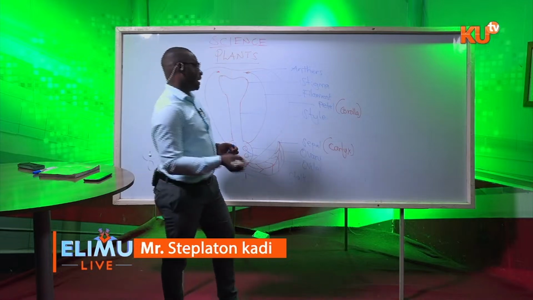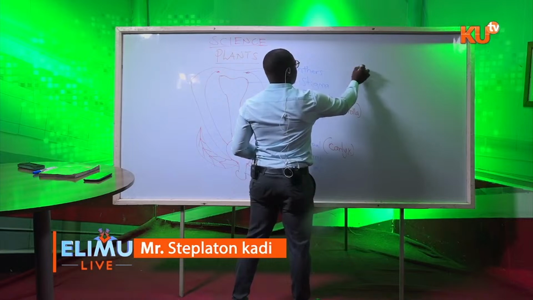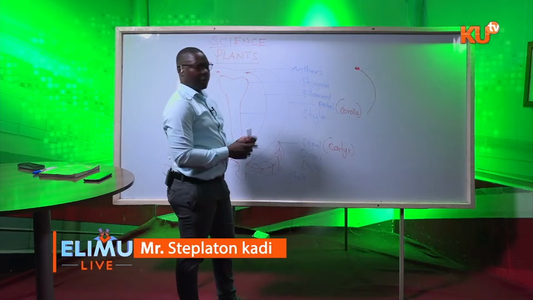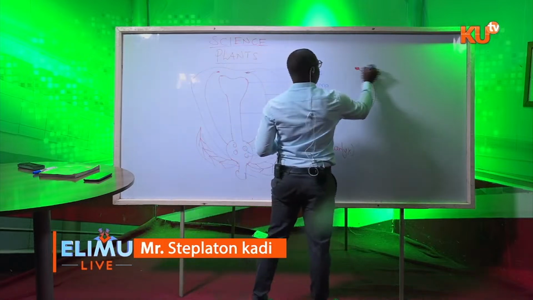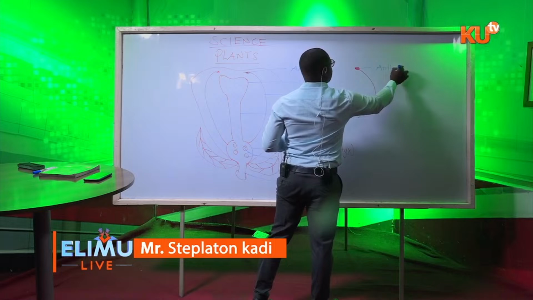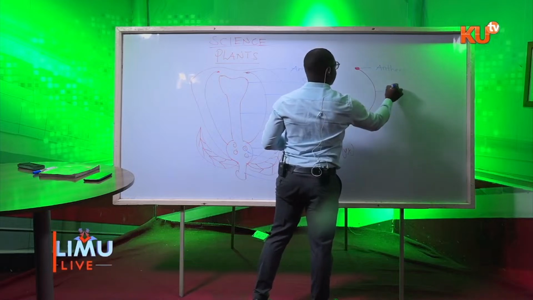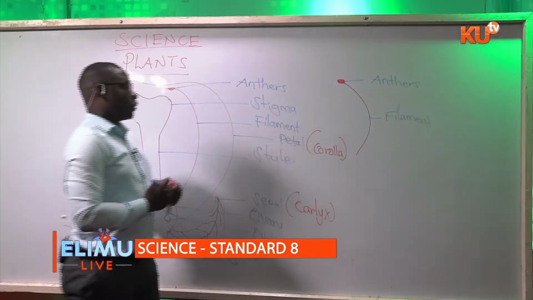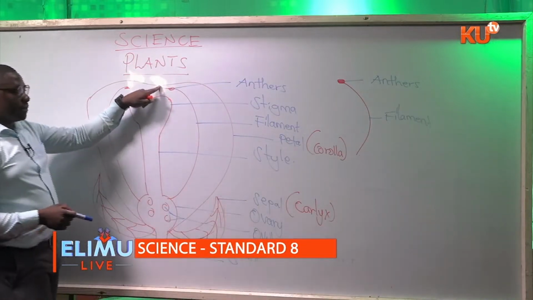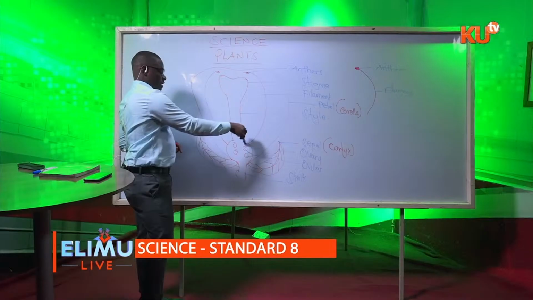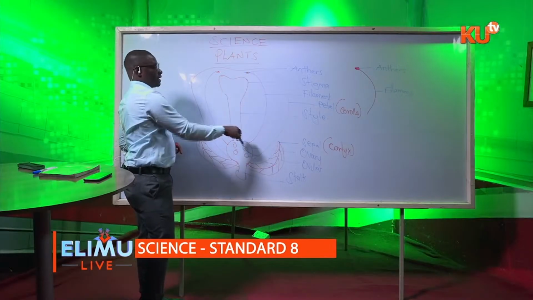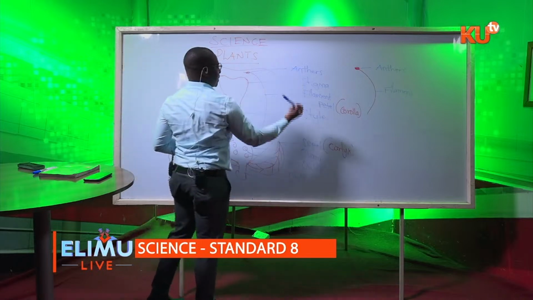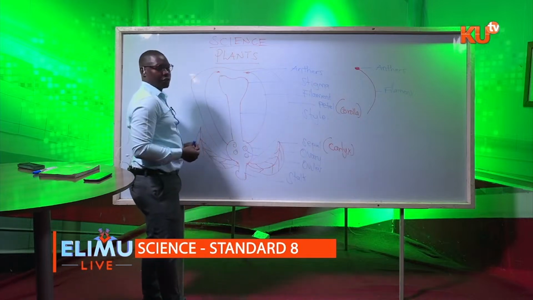So let me draw the male part of the flower. That is the male part of the flower, a diagram to show that. So the male parts will have the anthers, and then we will have the filament. Those are the male parts of the flower. If you look in the original diagram, this drawing alone as part of the whole diagram represents the male parts of the flower. So we have the anthers and the filament forming the male parts of the flower.